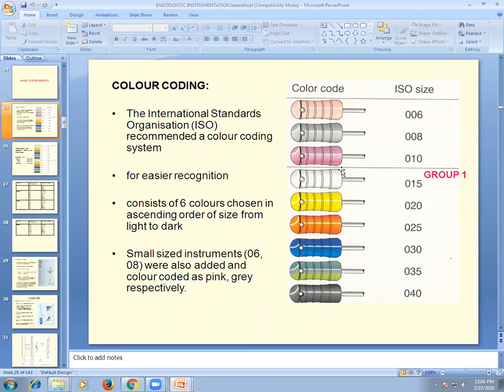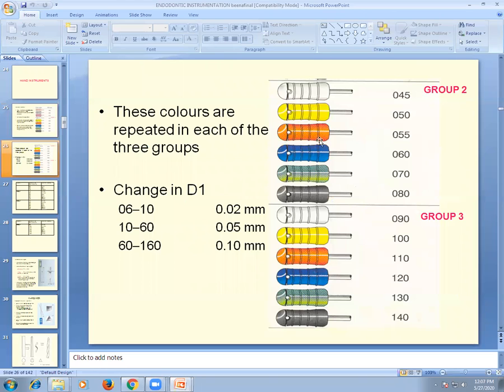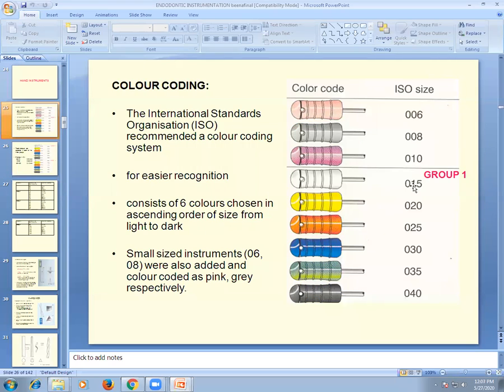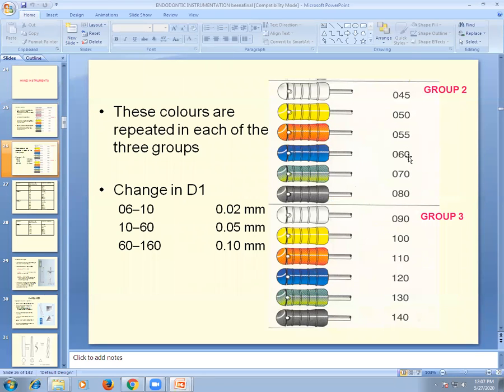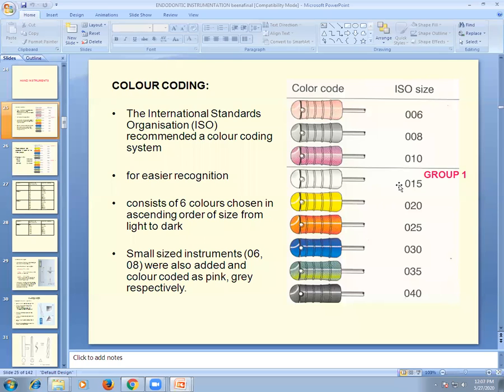So I mean to say, the 15 number file is white, 20 is yellow, 25 is red, 30 is blue, 35 is green, and 40 is black. So this sequence of white, yellow, red, blue, green and black is repeated again in group 2, that is from 45 to 80. From 15 to 60, the file advances by 5 each. See, I'm repeating this again so that you can understand this.